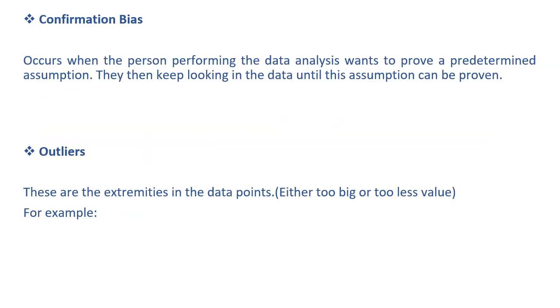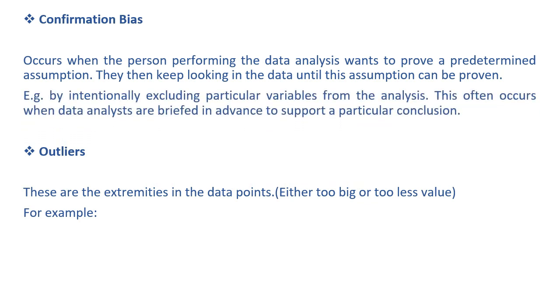Now, what is confirmation bias? It occurs when the person performing the data analysis, basically a data scientist, wants to prove a predetermined assumption, so they keep looking for the data until this assumption can be proven. For example, by intentionally excluding particular variables from the analysis. This is often done because data analysts are briefed in advance to support a particular prediction or conclusion that was already aimed at, and for achieving that aim, the data scientist may mishandle the data. So this leads to confirmation bias.